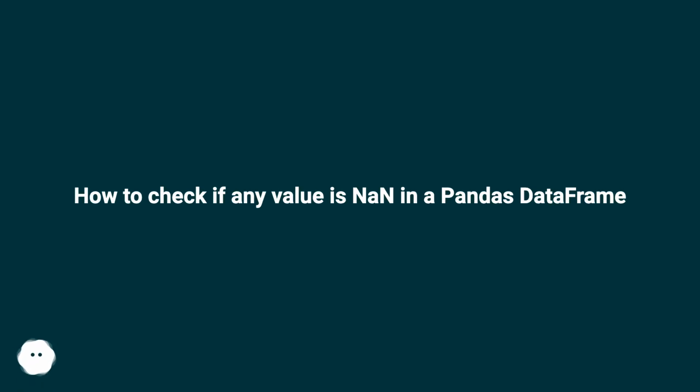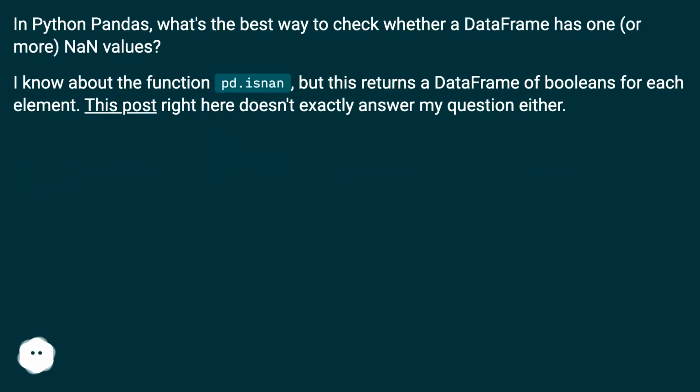How to check if any value is NaN in a Pandas DataFrame. In Python Pandas, what's the best way to check whether a dataframe has one or more NaN values? I know about the function pd.isnan, but this returns a dataframe of booleans for each element. This post right here doesn't exactly answer my question either.